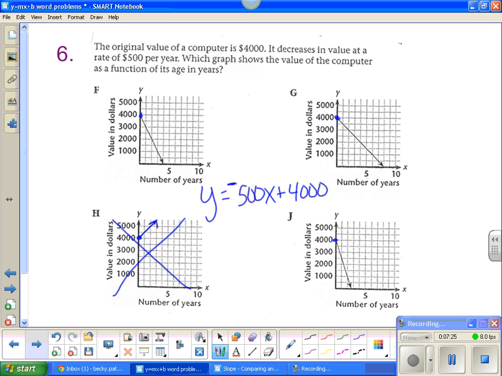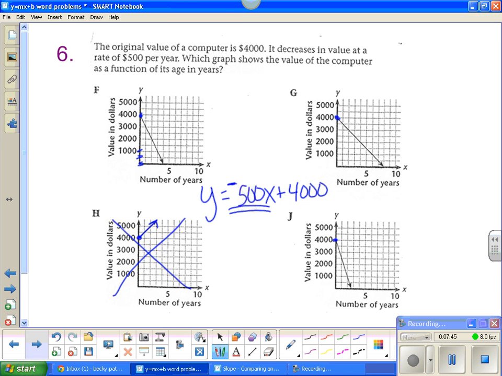This one has a y-intercept of 4,000, and so does this one, and so does this one. So they're all still good. Now I need a slope of negative 500, so I need to go down 500 and right 1. We need to take a look at our blocks. Surely I don't have to count down 500 blocks. If you look from here to here is 1,000, so that means each block is worth 500.